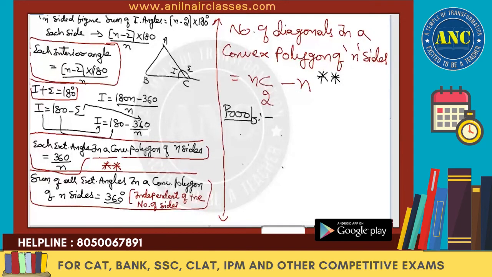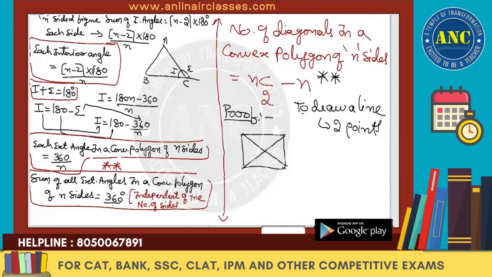Suppose there are 4 points. To draw a line I need 2 points, so out of 4 points I will select 2 points. One line, second line, third line, fourth line, fifth line, sixth line. So the number of straight lines is nC2.